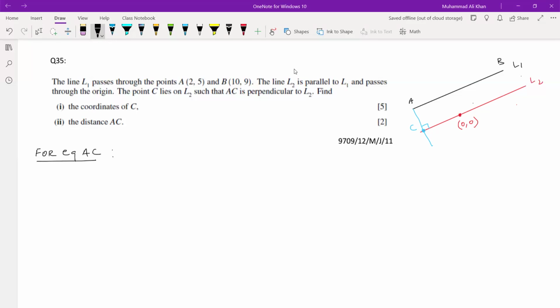For the AC line, first calculate the gradient of AB. The gradient of AB will be 9 minus 5 divided by 10 minus 2. 9 minus 5 is 4, 10 minus 2 is 8, and the answer is 1 upon 2. The gradient of AB is 1 upon 2. Therefore, the gradient of line L2 is also 1 upon 2. And line L2 is perpendicular to AC. Therefore, the gradient of AC is equal to minus 2.